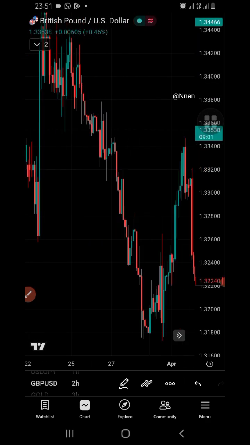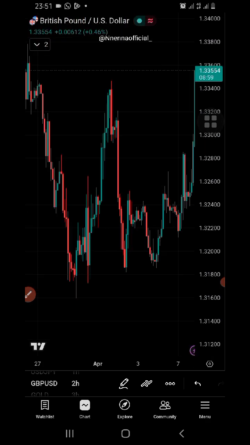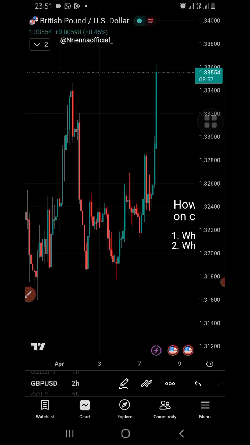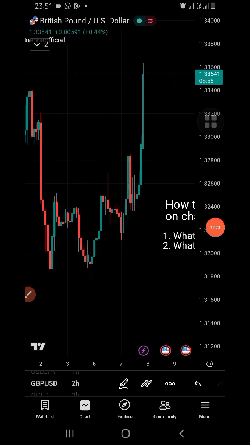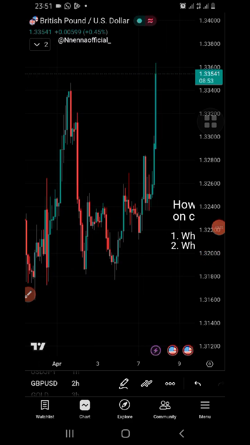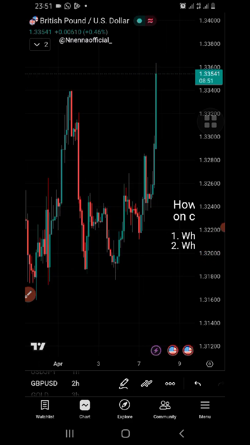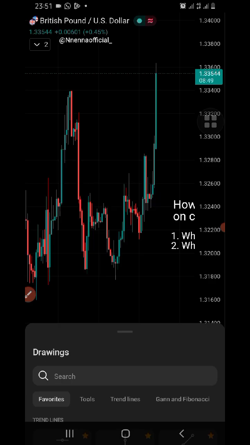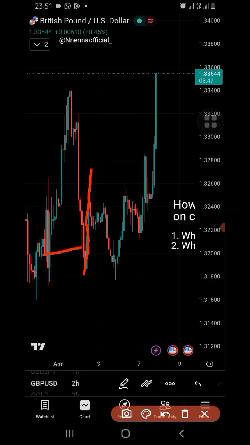Okay, looking at this trade here. Look at this trade here very well. We had something like this. We had something like this.